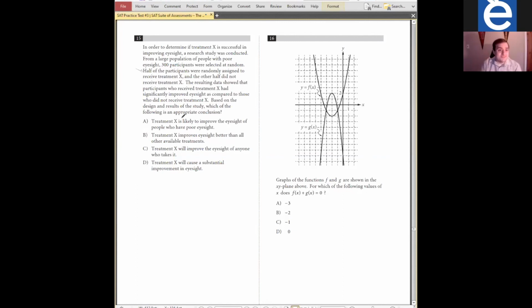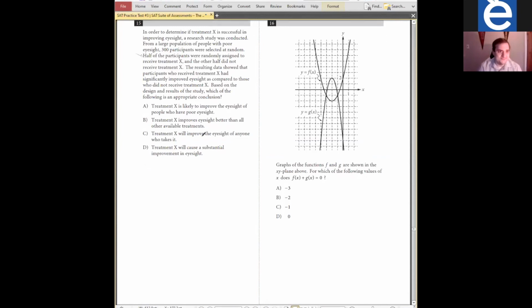All right, so this seems like a pretty solidly done study. They picked people with poor eyesight at random, and this conclusion only applies to people with poor eyesight. We can't generalize it to people who already have good eyesight. But of the people with poor eyesight, they improved more than the group that didn't get it. So let's see. Treatment X is likely to improve the eyesight of people who have poor eyesight. Yeah, that seems fine. Treatment X improves the eyesight better than all other available treatments. Well, we didn't talk about any other available treatment, so we cannot say that.